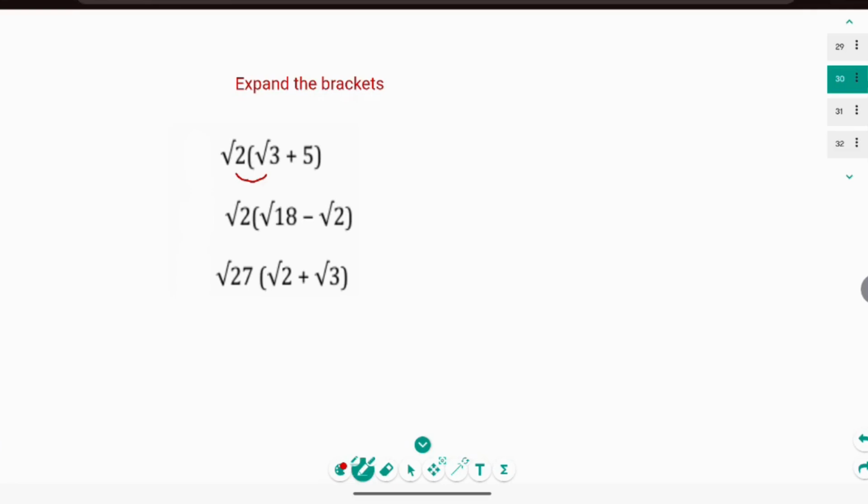So root 2 times root 3 is root 6. Root 2 times 5. Let's just write this out so we can look at it. What does root 2 times 5 mean? It just means 5 lots of root 2. Let's just check if we can simplify anything. Root 6 cannot be simplified because there are no square numbers that divide into 6, apart from 1, but we never use 1 because otherwise we just have 1 times 6. And root 2 is the same, so that is the final answer. Got to be careful here just to check and always ask yourself when you've finished a question, can I simplify?